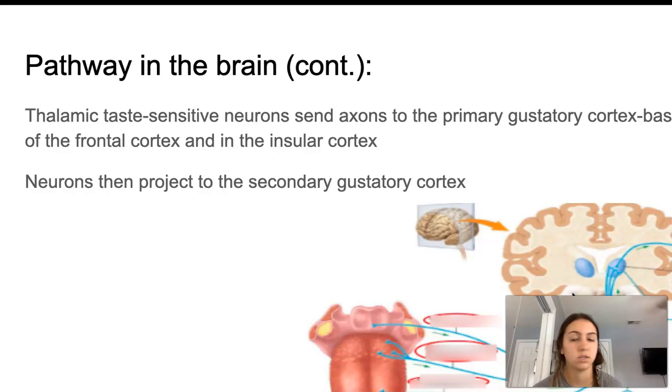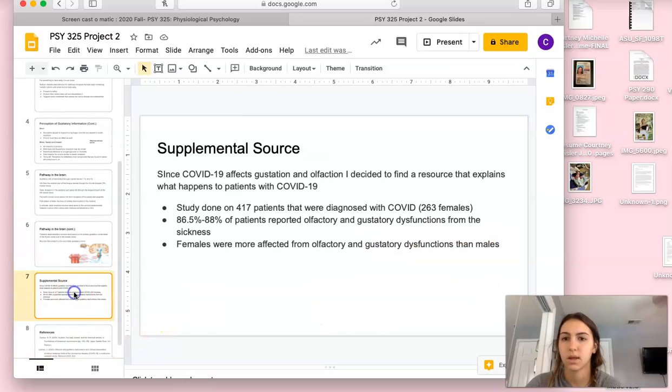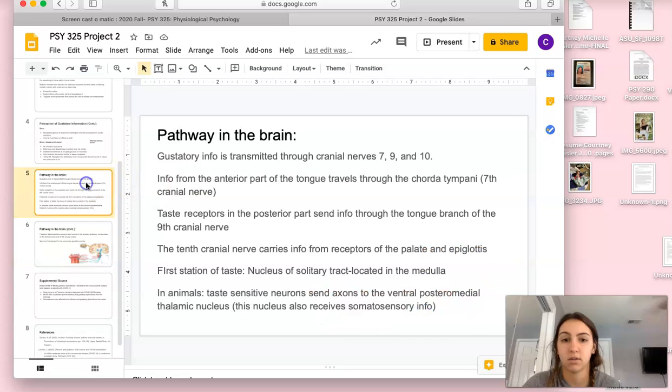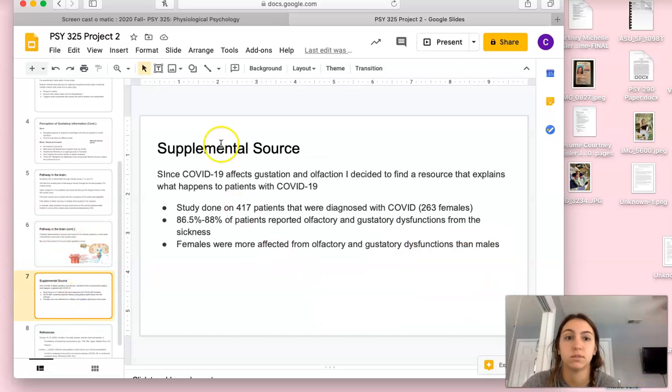So that is the pathway in the brain. I have a picture here showing how the medulla and all the different parts of the tongue send those transmitters to the brain, and that's how it moves to the brain.